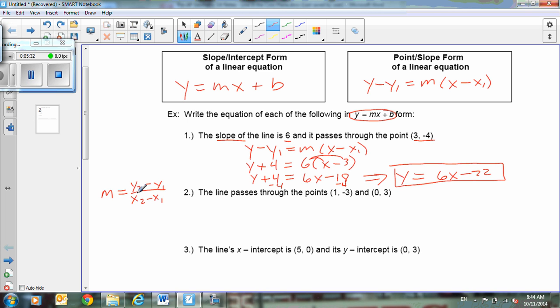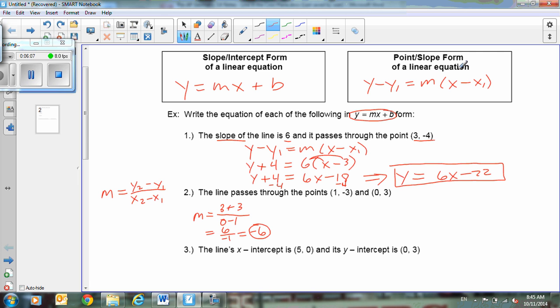All right, so let's find our slope first of all. Our slope will be, in the numerator of this ratio, the difference in y values, the second y value minus the first y value. So that would be 3 minus a negative 3, which is the same as 3 plus 3. And then in the denominator, the difference of the x values, so that would be 0 minus 1. 3 plus 3 is 6, 0 minus 1 is negative 1, so our slope is negative 6. All right, so I have a slope to put in for m.